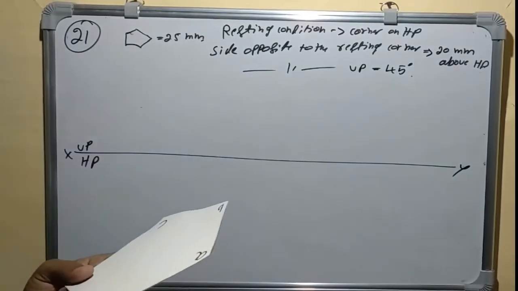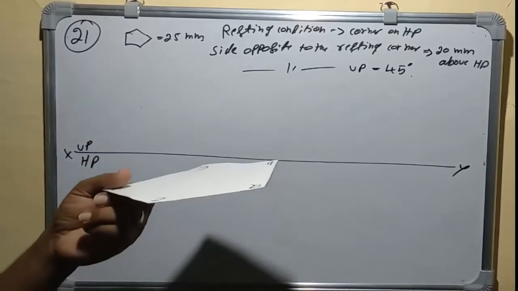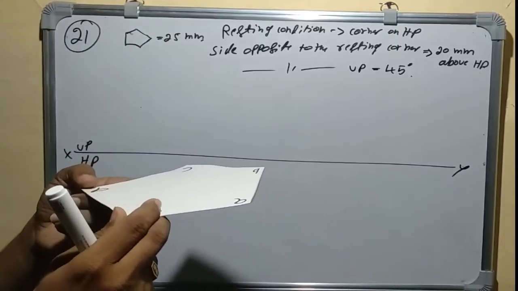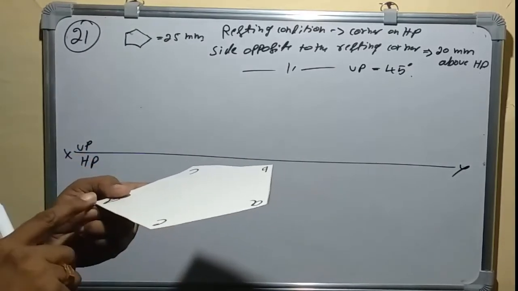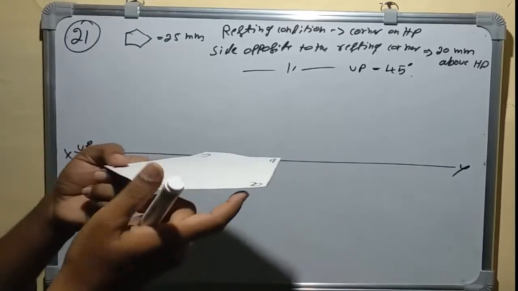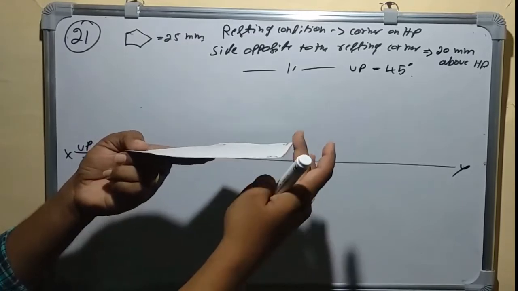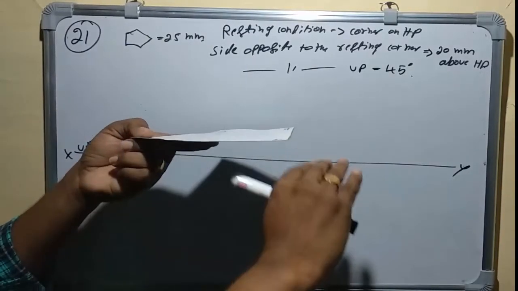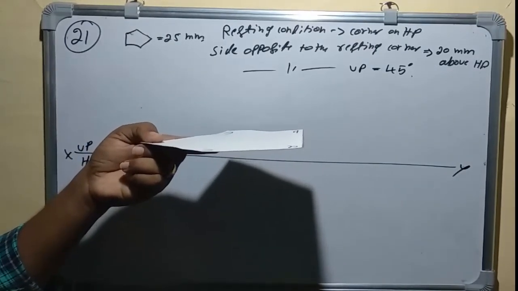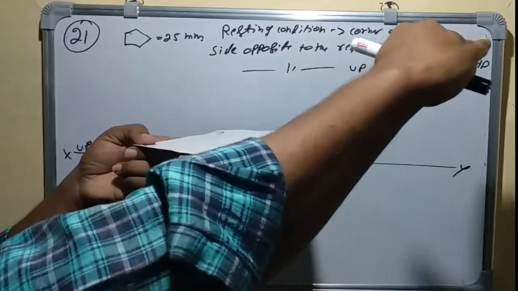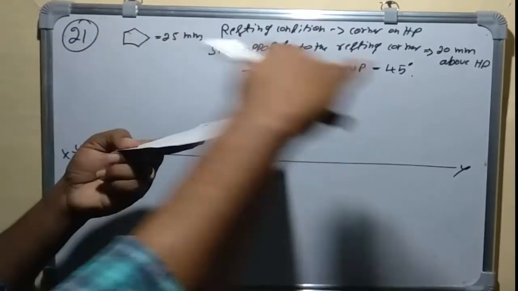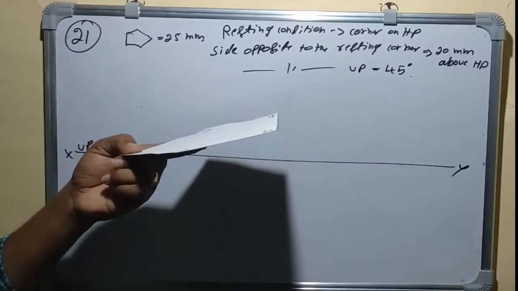Coming to the second step. In previous problems they used to give the surface inclination, but here they have not. They have given the side opposite to the resting corner. If the resting corner is here, this is the side opposite to it, and it is 20 mm above HP. That means we need to raise this side until the distance from the XY line, the horizontal plane, is 20. So we first draw a 20 mm locus line, and then raise the plane until this edge touches the 20 mm locus line.